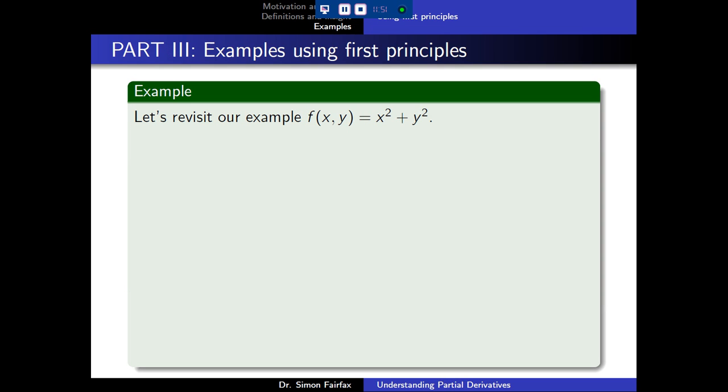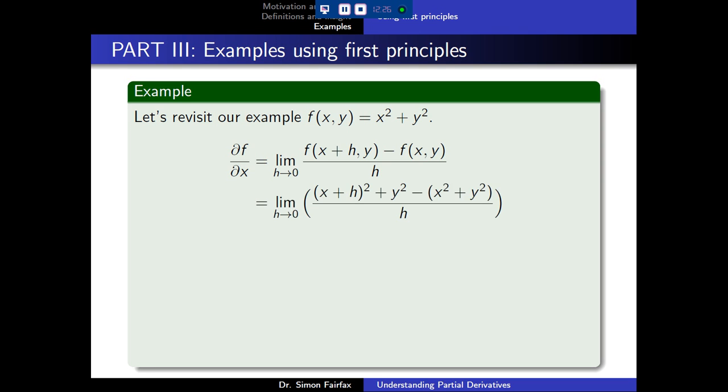Okay, so let's revisit f of x, y equals x squared plus y squared. We know the partial derivative of f with respect to x is the following limit. Okay, now we have a function to work with. So f of x plus h, y. We replace x by x plus h. So we're going to square x plus h, plus y squared. Then we're going to subtract f of x, y. Okay, we've got that. Divide by h and take the limit.